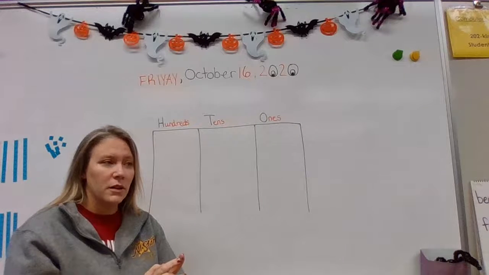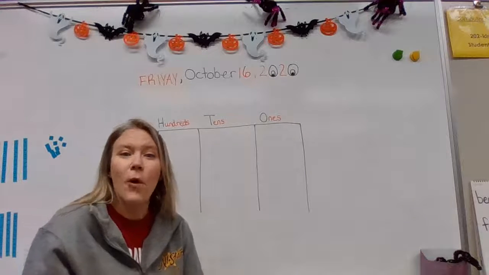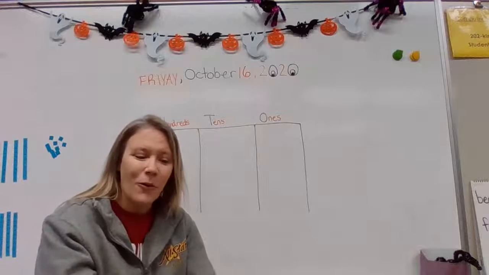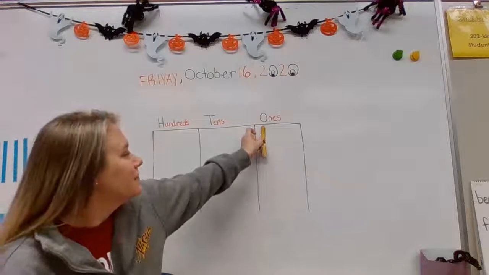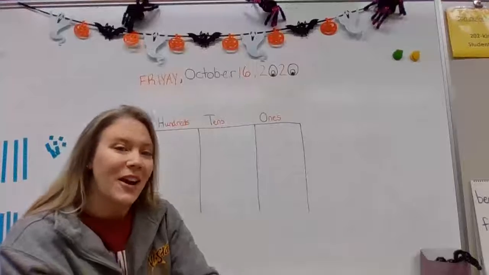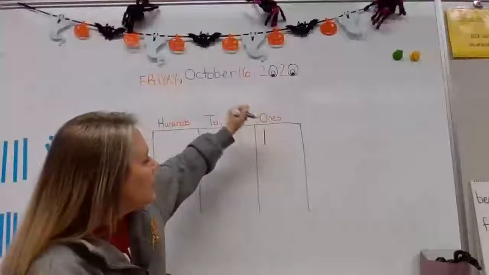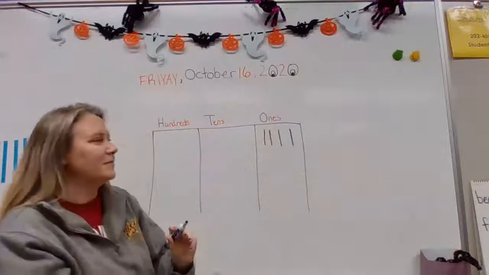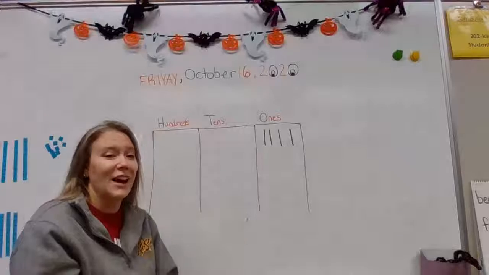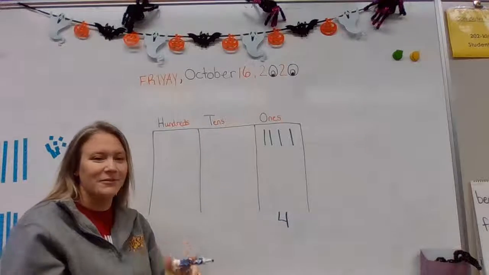124. How many ones are there? 4. Good job if you said 4. So we're going to draw 4 ones. Please do it with me. Oh, you know what? I'll teach you how to draw it. I won't use my magnets. It will be 1, 2, 3, 4. 4 ones in 124. Now down here, write a 4.